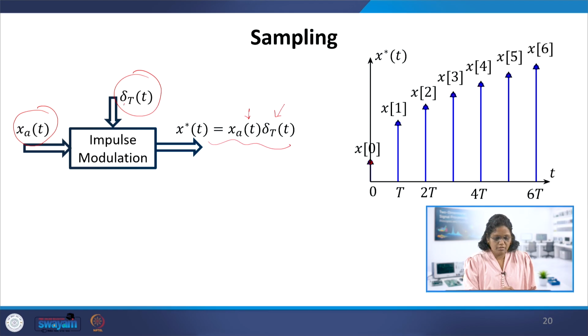That impulse has the unit amplitude, because you are multiplying with xa of t. Whatever the amplitude of this xa of t is, you get that impulse amplitude as the signal amplitude at that point when you are closing the switch itself. So this is x star of t, the impulse modulated sequence of xa of t.